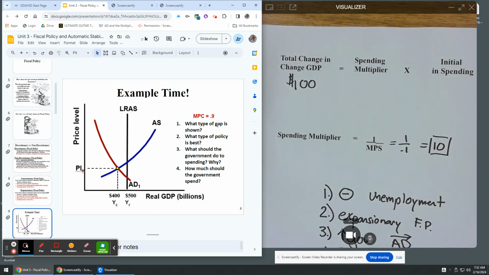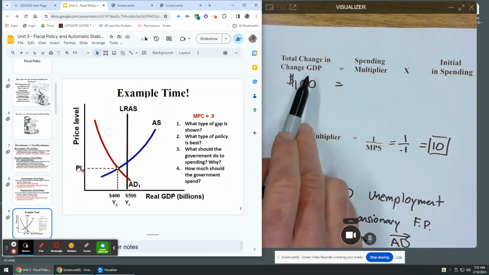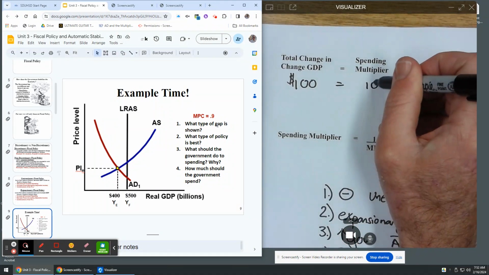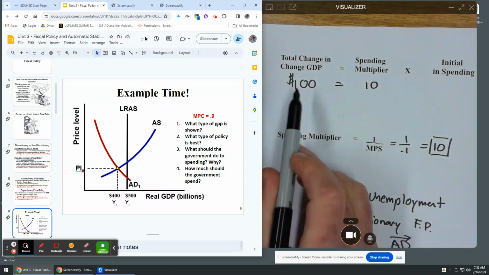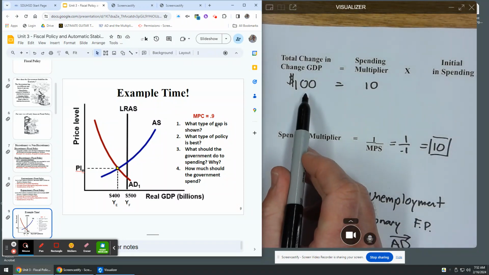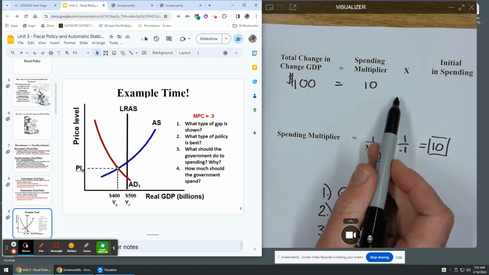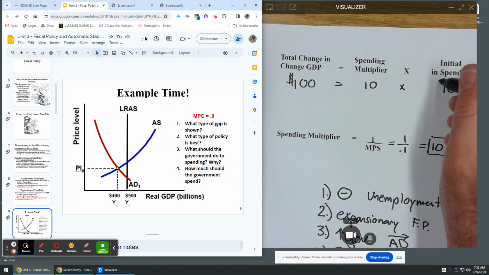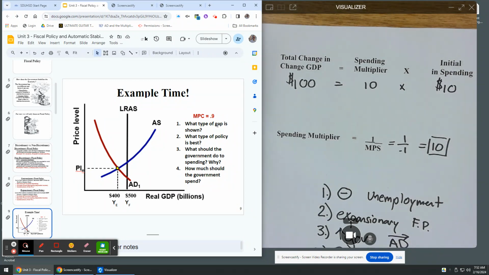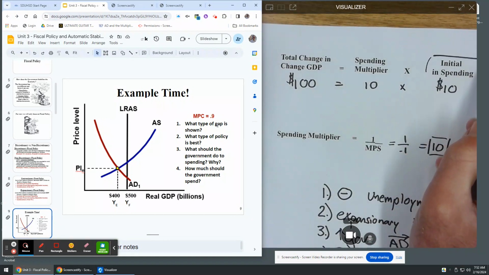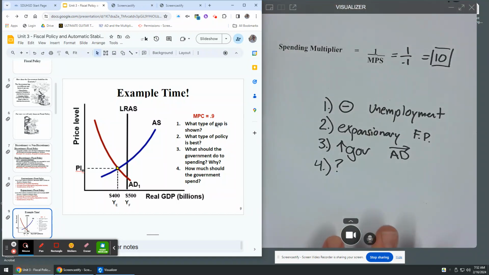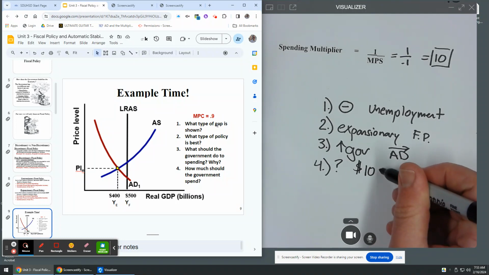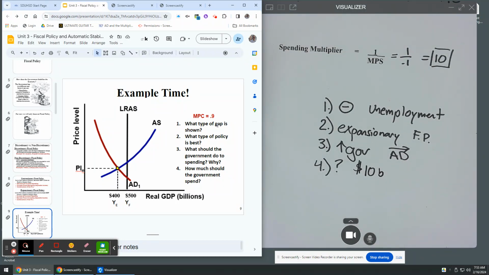Now I can use that 10 and bring it up here to my total change in GDP equation we talked about a few days ago. My spending multiplier is 10. My total change in GDP is $100 billion. So how much am I going to change in initial spending? Well, I'm going to have to increase spending by $10 billion. I'm just solving for the initial spending. So in this case, to address how much did the government change its spending by, I'm going to say it's going to have to increase its spending by $10 billion.